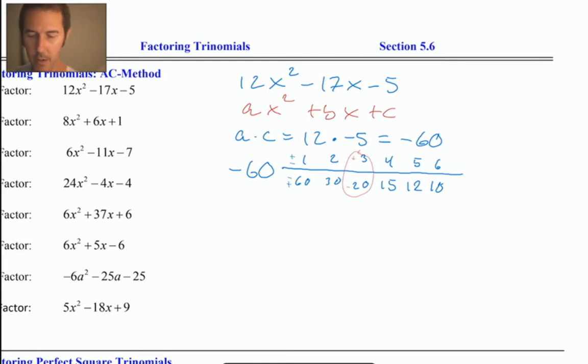And with that pair, we're going to do what I call splitting the middle term. The 12x squared is going to stay the same. The minus 5 is going to stay the same. But the middle term, the negative 17x, we're going to write that as minus 20x plus 3x minus 5.